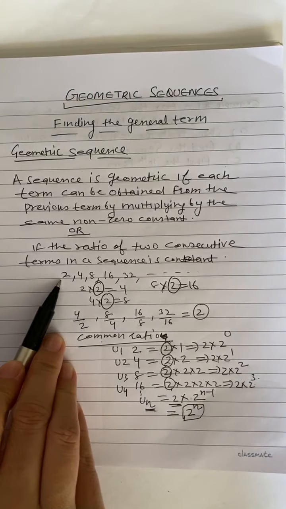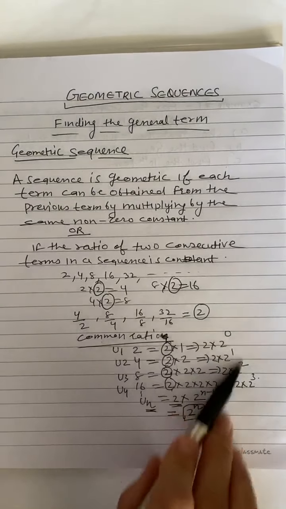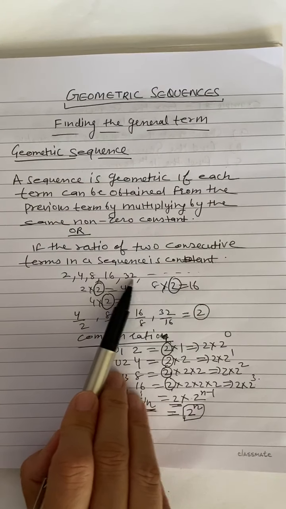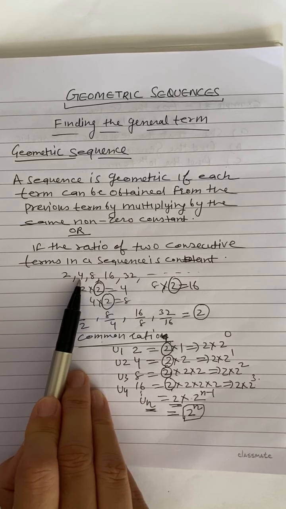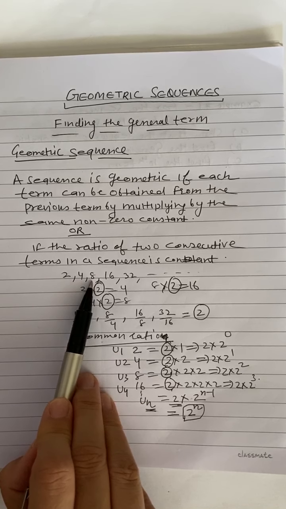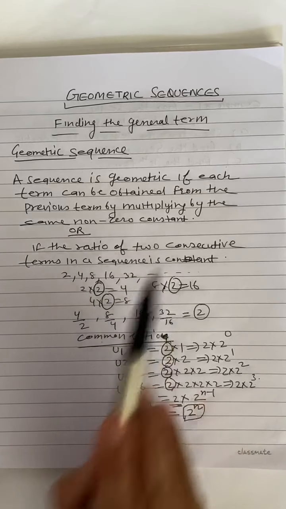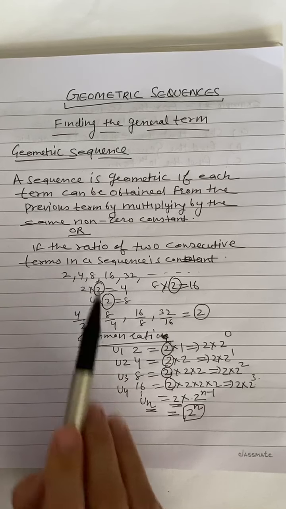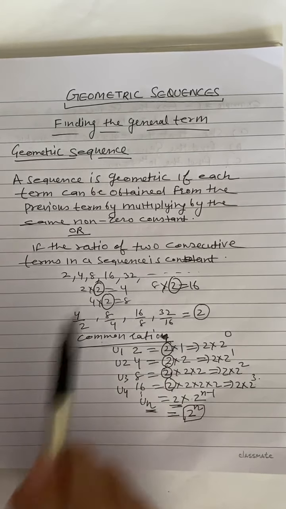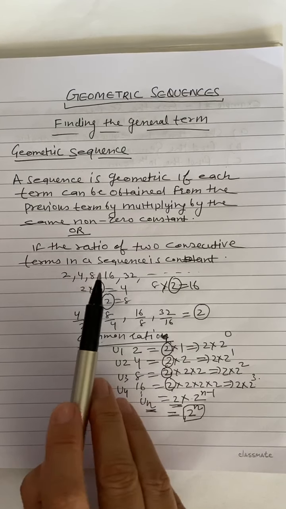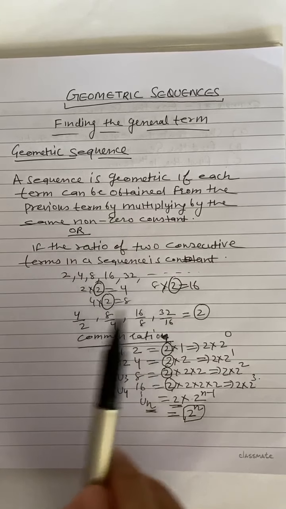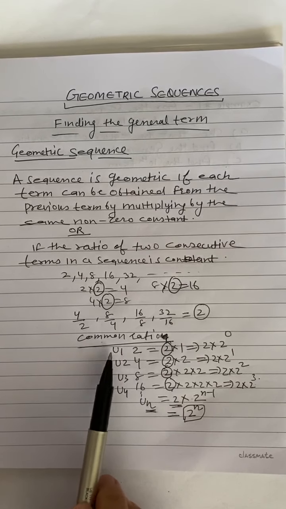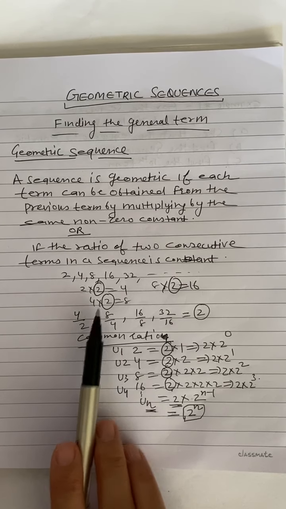You didn't have to use all of this, because it's quite easy to find a rule here: 2 is 2 to the power of 1, 4 is 2 to the power of 2, 8 is 2 to the power of 3. So whenever you have any sequence, if you can find the general rule without using any formula, that should be your first step. But if you cannot, then you need to look at what kind of sequence you have. And if you have a geometric sequence, then you need to find the general rule.